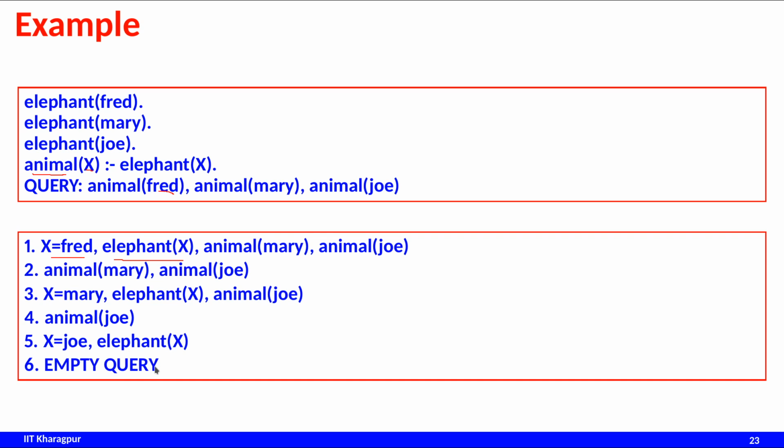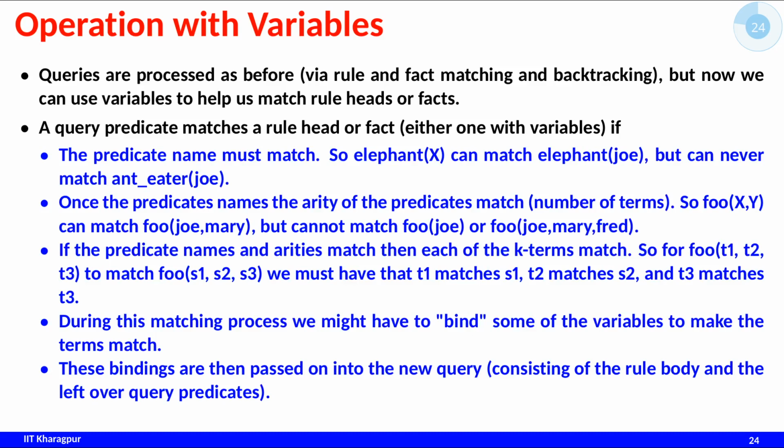with an empty query. So here, when we are matching, we check the predicate, and if it's a variable and we are trying to match with some known facts, then we bind that variable in order to have that match. So for operations with variables, we have to be a little bit careful. The queries are processed as before, so rule and fact matching and backtracking will remain the same, but the only thing is we can use these variables to help us match rule heads or facts.